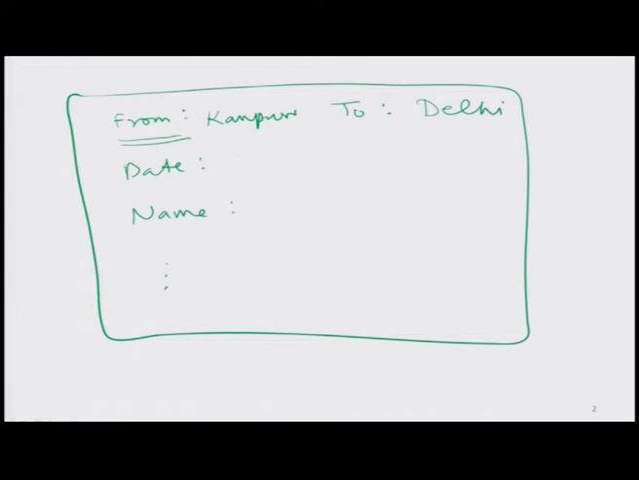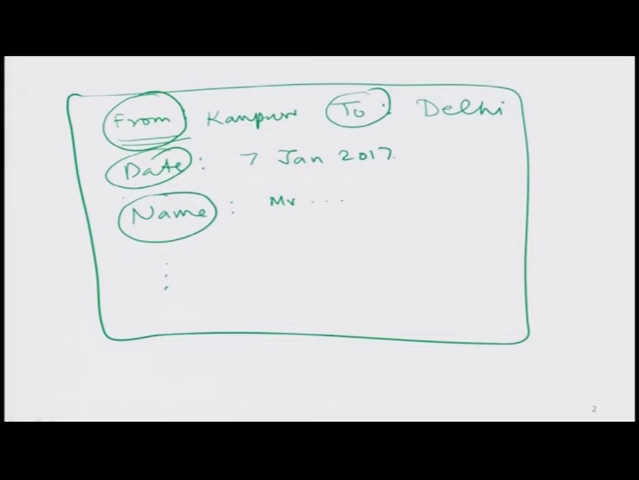Then date, whatever they enter, this comes over here, say 7th of January 2017, and name, whatever is the name of the person, say Mr. whatever it is. So, you can see here there are two types of entries. One type of entries which are already there, from, to, date, name, etc. And second type of entries are which the person at the ticket counter is doing. But what is the requirement? The requirement is that finally whatever input has been given, that has to be printed at a particular place.